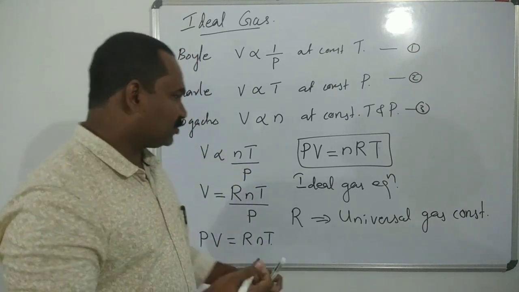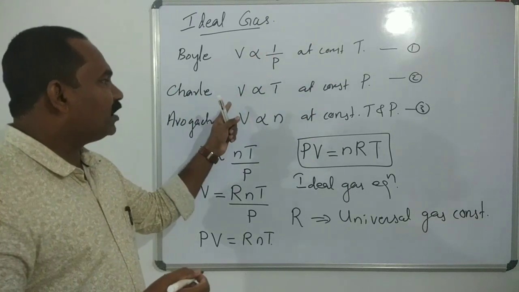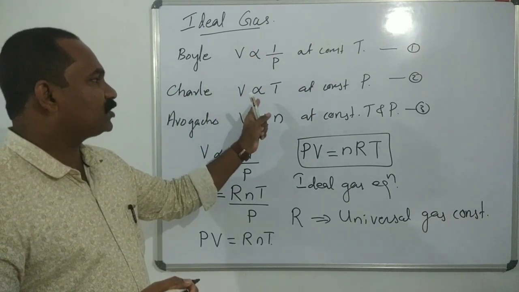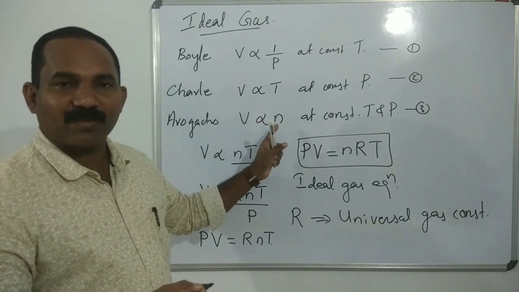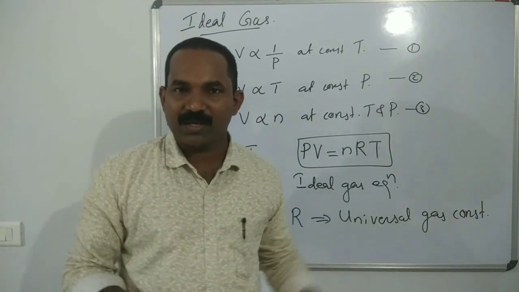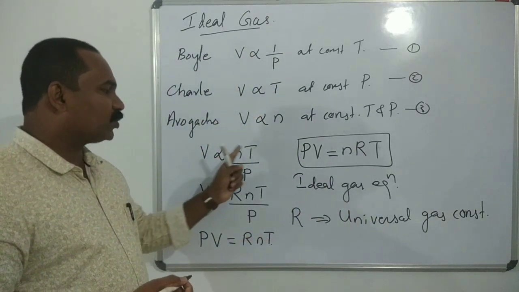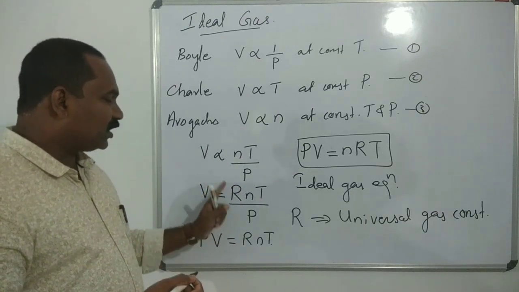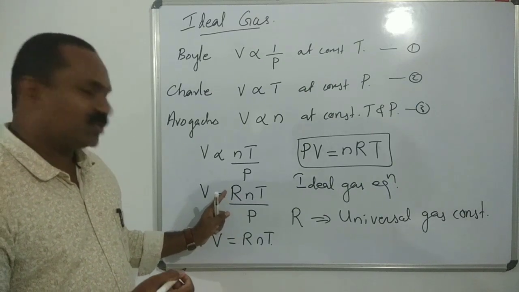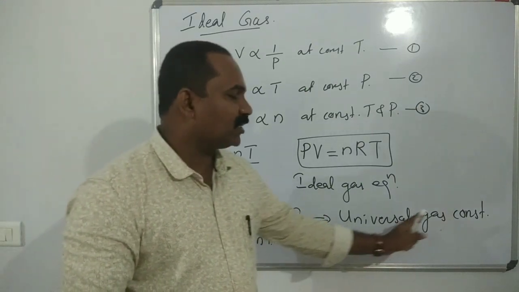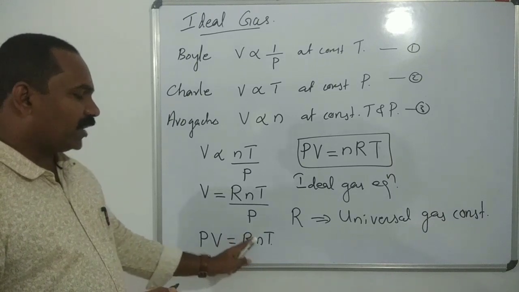A very simple concept. Once again, V is directly proportional to 1 by P at a constant temperature. According to Charles, V is directly proportional to T at a constant pressure. According to Avogadro, V is directly proportional to the number of moles at a constant temperature and pressure. From these three we can equate V is directly proportional to nT by P. So V is equal to R nT by P. Proportionality is changed into a constant; here R is the universal gas constant. Then rearranging the equation, P comes here: PV is equal to nRT.